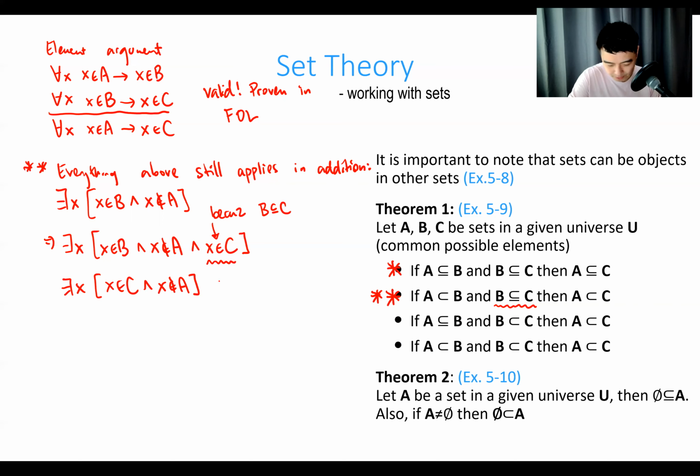I'm going to label this number one, and I'm going to label this number two. Now I'm going to claim that because number one and number two are true, so for all X, X in A implies X is in C, and there's an extra object in C that's not in A. Therefore, I can now say A is a proper subset of C. And that's it. That is my proof for double star.